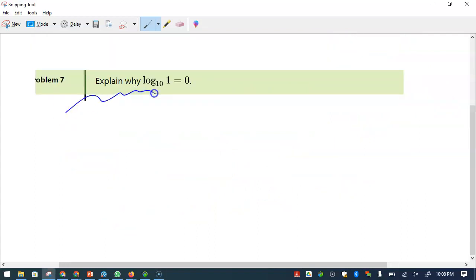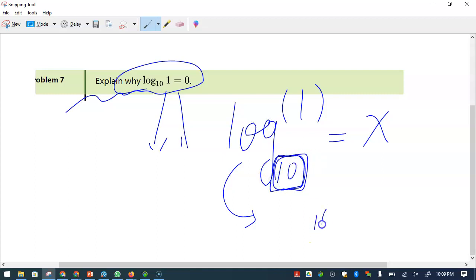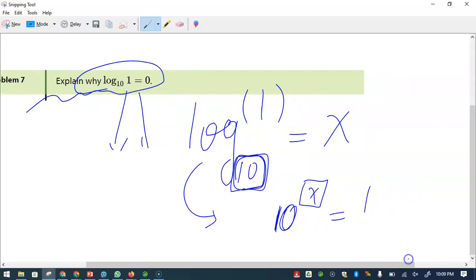So explain why this is correct, 1, right? First of all, let me write the logarithm of 1 to the base 10, and I don't know the answer, so I'll put it as x. What does log mean? You use this base and ask how many of this 10, this x, gives you 1, right? And the only option is 10 raised to 0 is 1. So x is 0 and you're done.